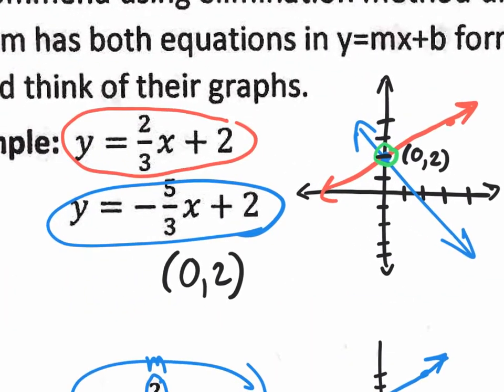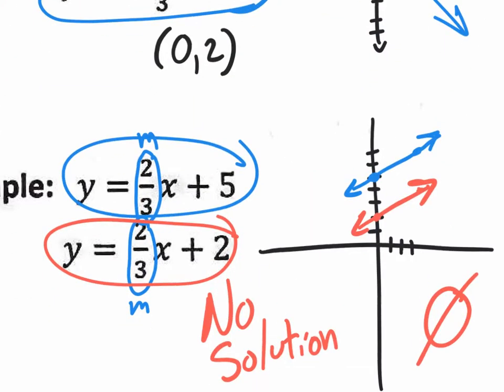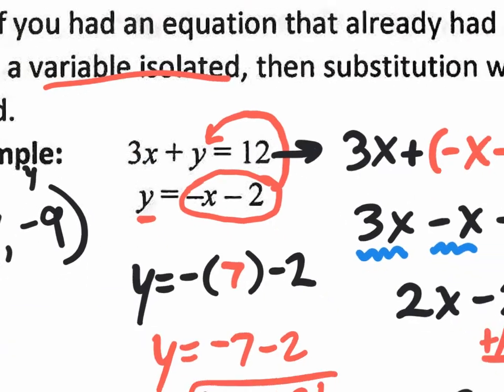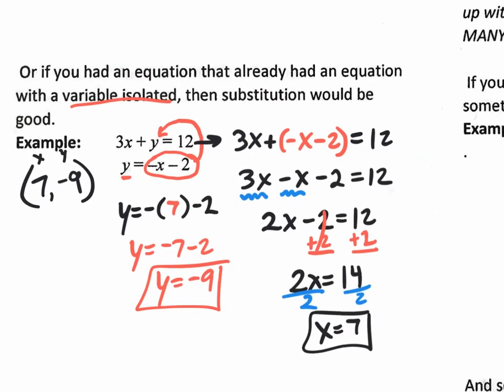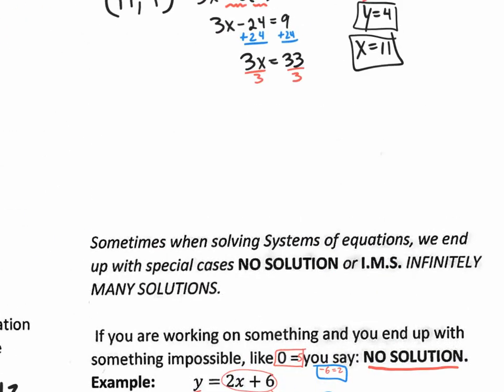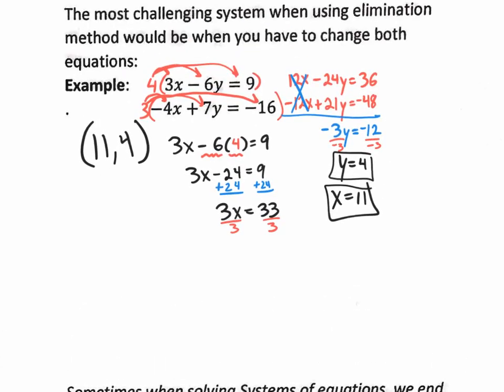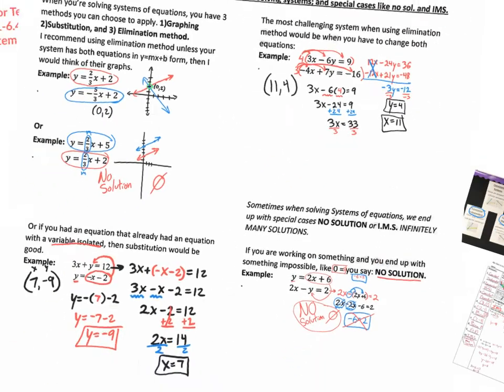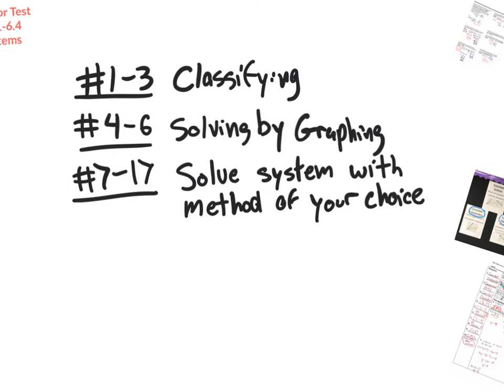Obviously, if it's ready to graph, go ahead and graph. If it's ready to substitute, go ahead and substitute. If it's ready for linear combinations, go ahead and do linear combinations. So you're going to decide what's the best method on questions 7 through 17. That's the biggest part of the test. The best way to prepare for that is watching the videos and practicing your homework.